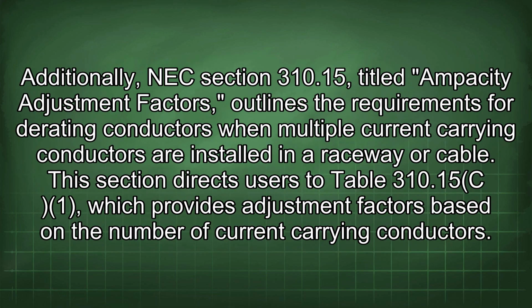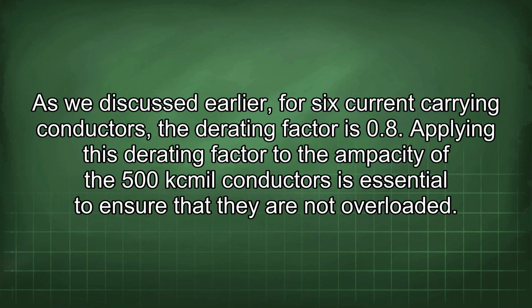Additionally, NEC Section 310.15, titled Ampacity Adjustment Factors, outlines the requirements for derating conductors when multiple current-carrying conductors are installed in a raceway or cable. This section directs users to Table 310.15, which provides adjustment factors based on the number of current-carrying conductors. As we discussed earlier, for 6 current-carrying conductors, the derating factor is 0.8. Applying this derating factor to the ampacity of the 500 kcmil conductors is essential to ensure that they are not overloaded.